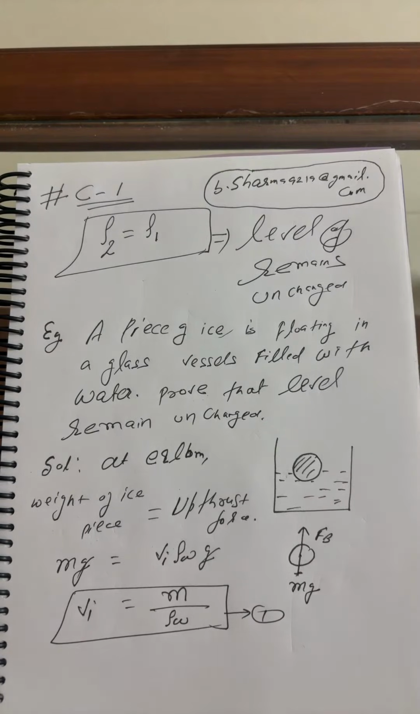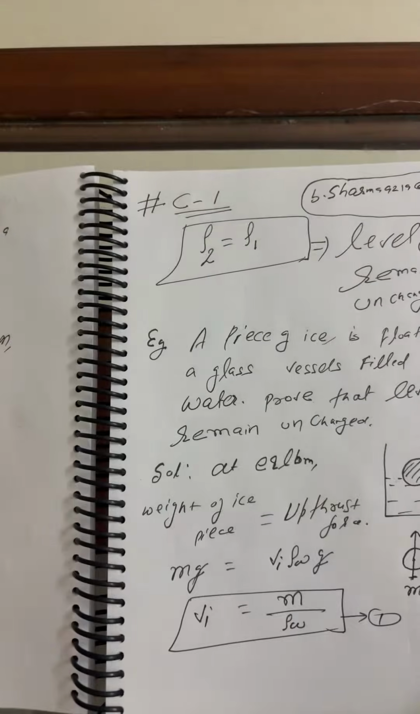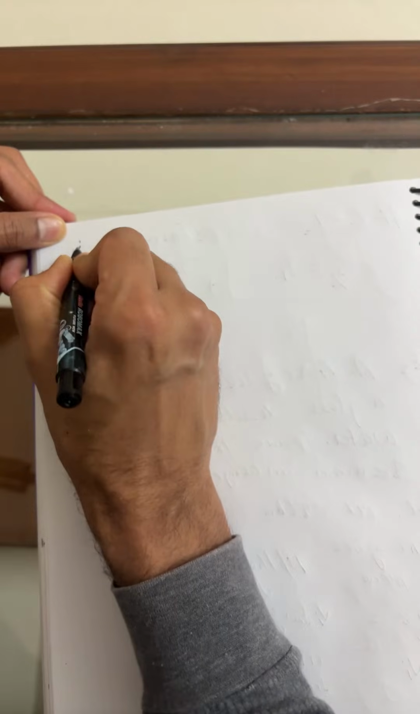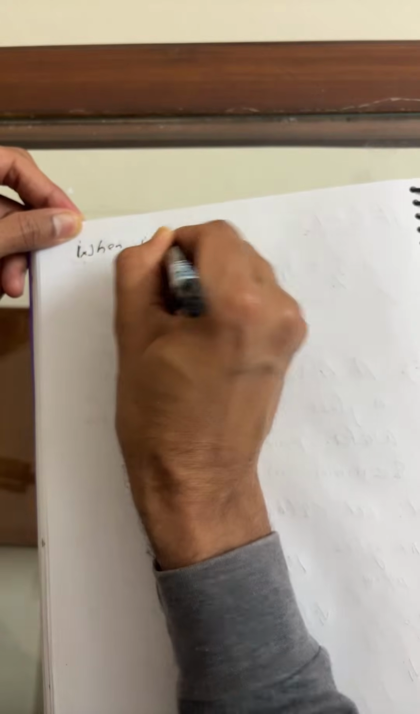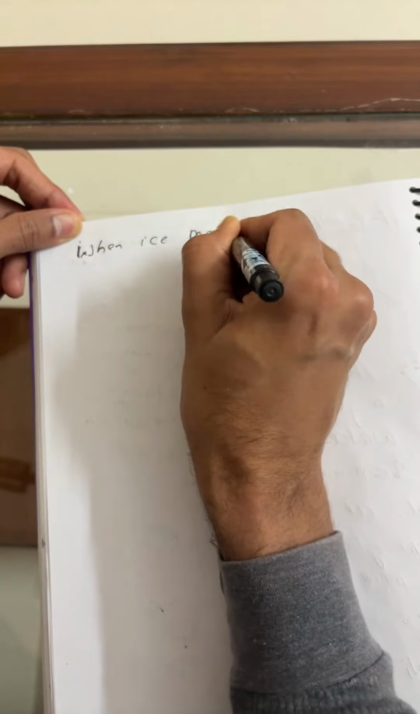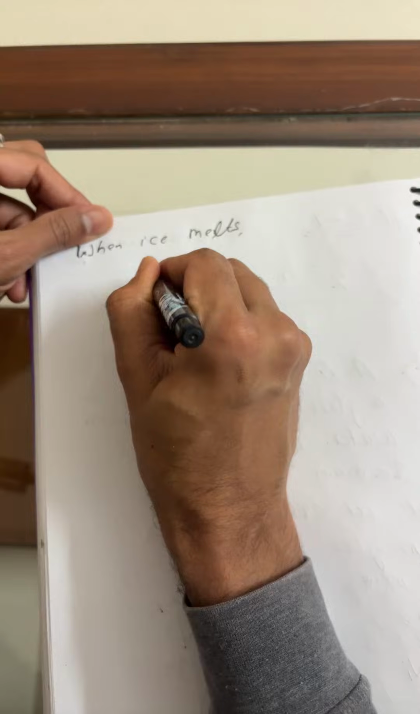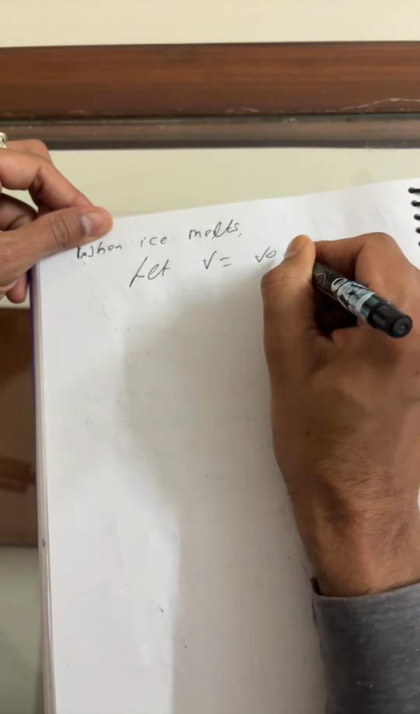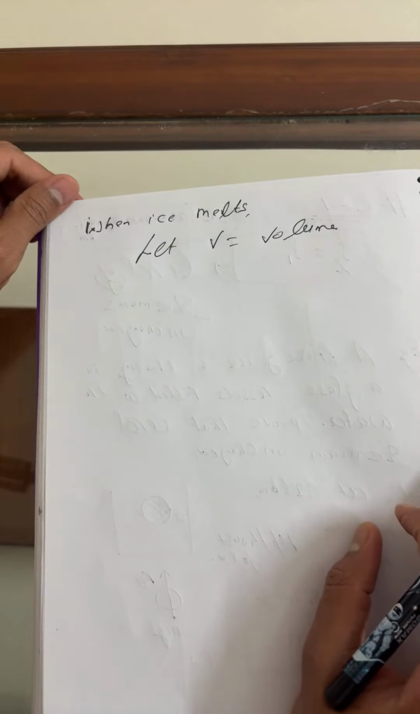When ice melts, then beta, the volume will change. Let us suppose I'm considering the next condition. If Vi is the volume of ice immersed in water, when the ice melts, let V be the volume after melting the ice, my dear.